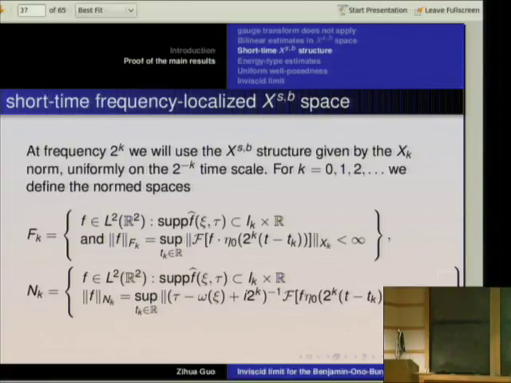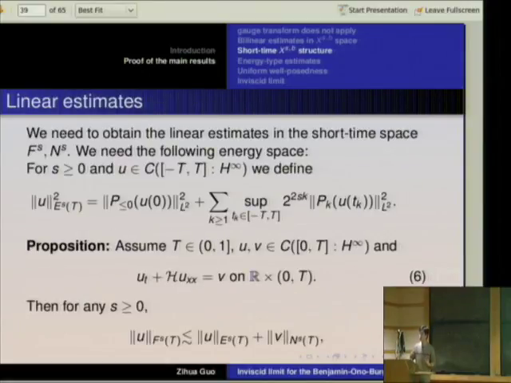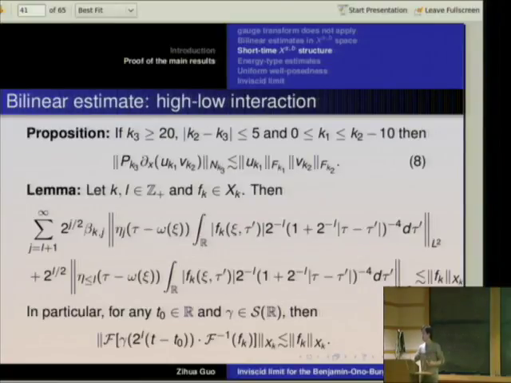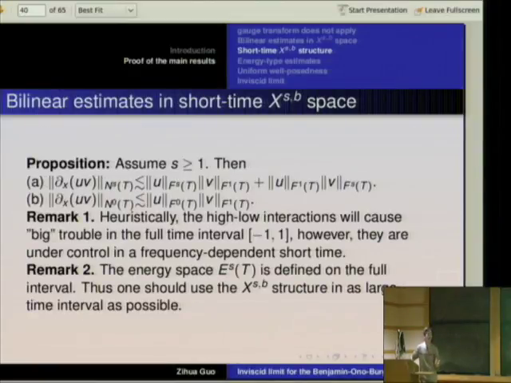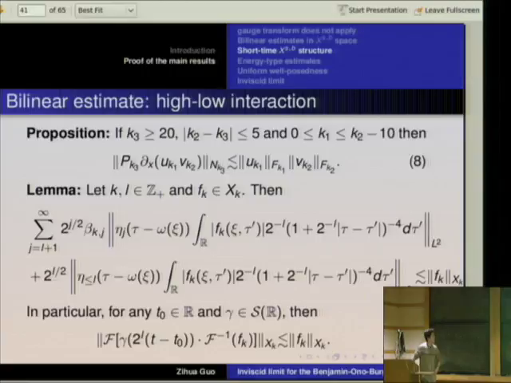But we need the interval to be small to control the high-low interaction. So that contradicts the energy estimates. This will be explained. Why the high-low interactions are under control is explained in this lemma. Basically, we needed to control the high-low interactions, but here we don't have a factor.